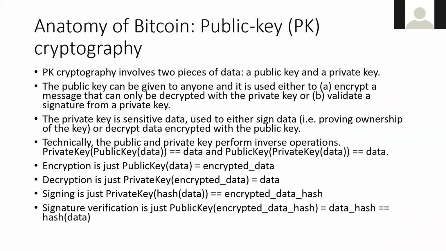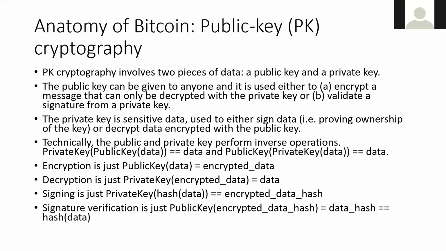So now we're going to talk about public key cryptography. This is pretty foundational to Bitcoin. Public key cryptography is also known as asymmetric cryptography. You have two pieces of data here: a public key and a private key.